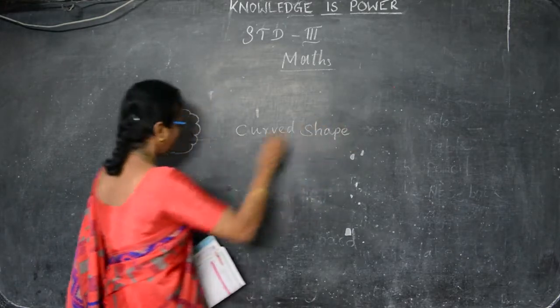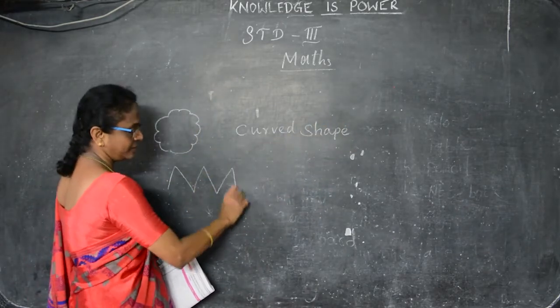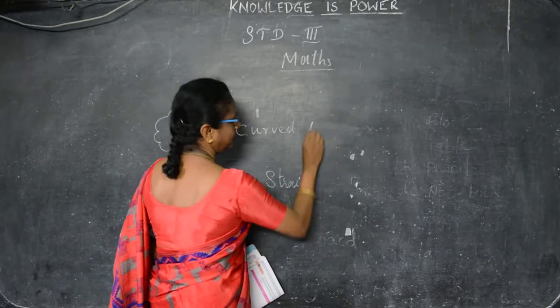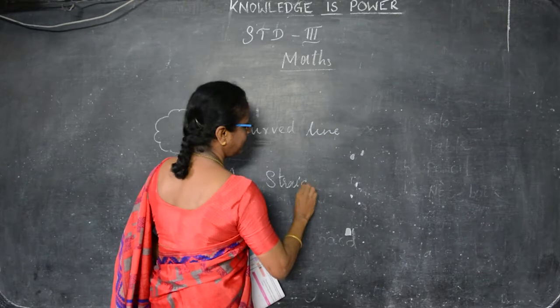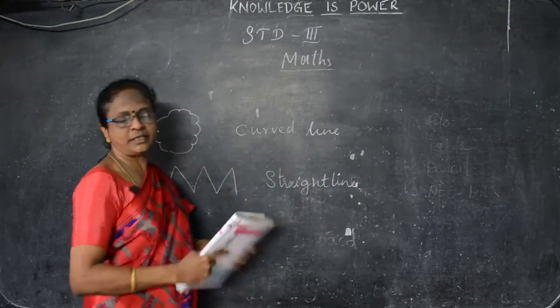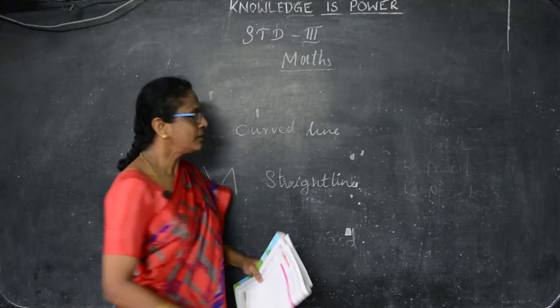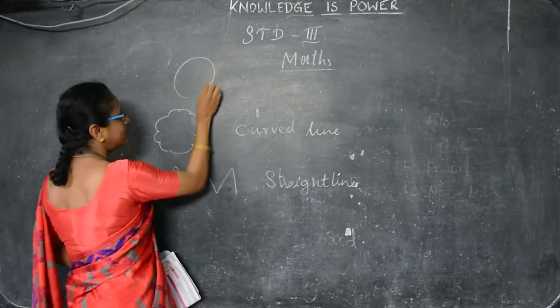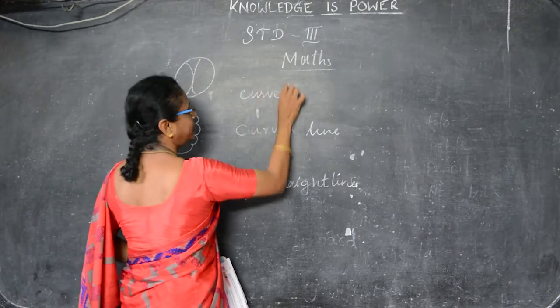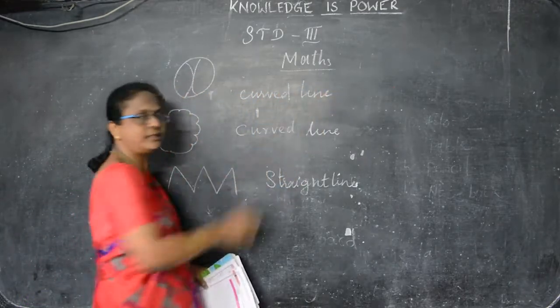And suppose you draw a mountain like this: this is a straight line, curved line, and this is a straight line. So you can draw any pictures using the curved line and the straight line. And a ball, so a ball is a curved shape. It will come only under the curved line. It won't come under the straight line.